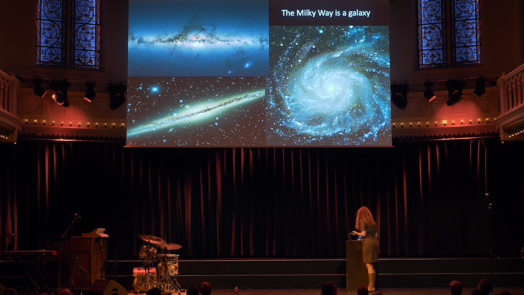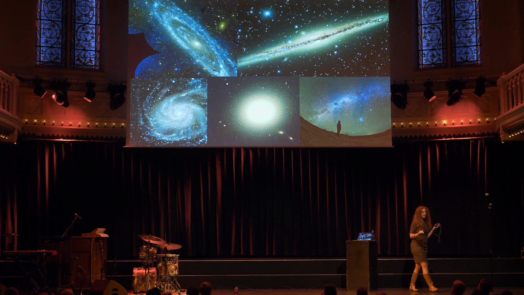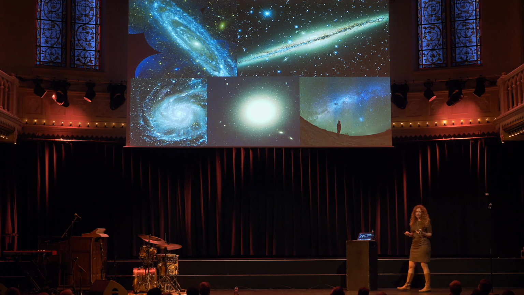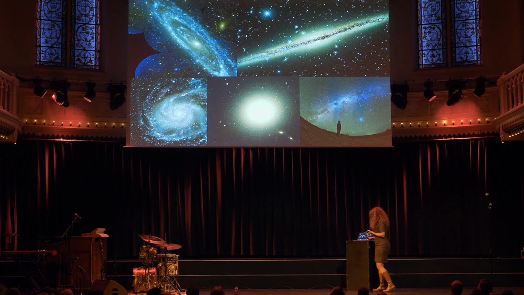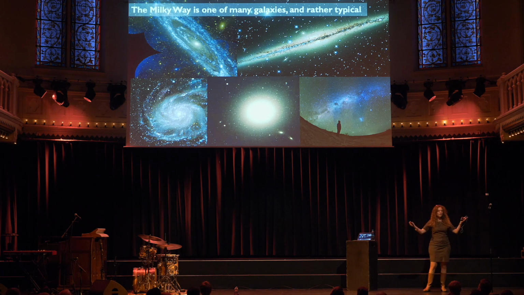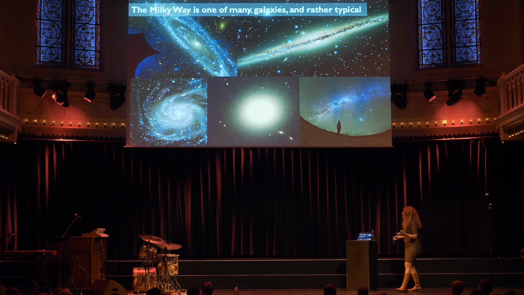So about 2/3 of galaxies in the universe are disks, like the Milky Way. And in fact, the Milky Way is not really that special. It's actually rather typical in terms of how bright it is and in terms of its size, and almost 2/3, 66% of the galaxies in the universe are disks. So nothing special about it.